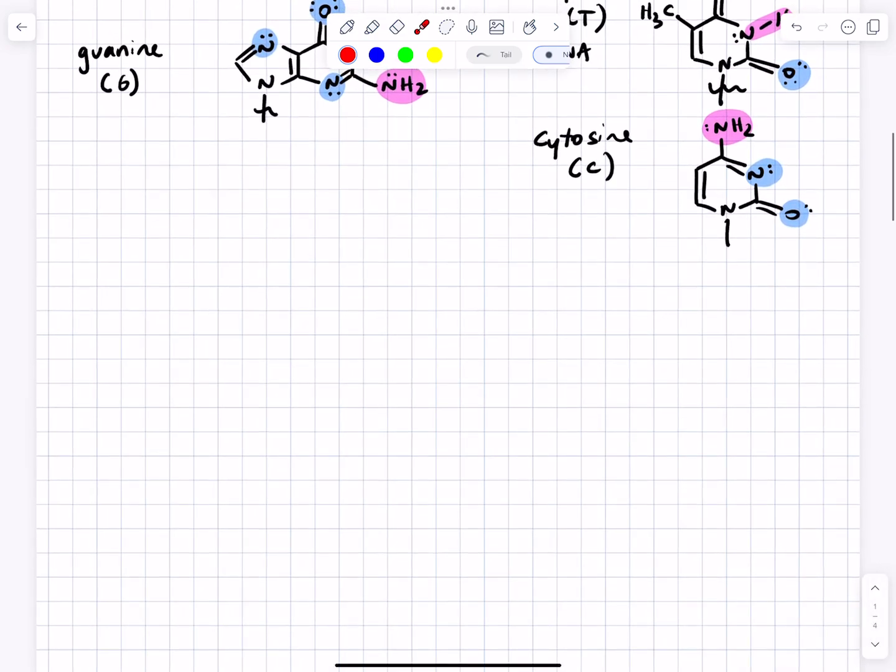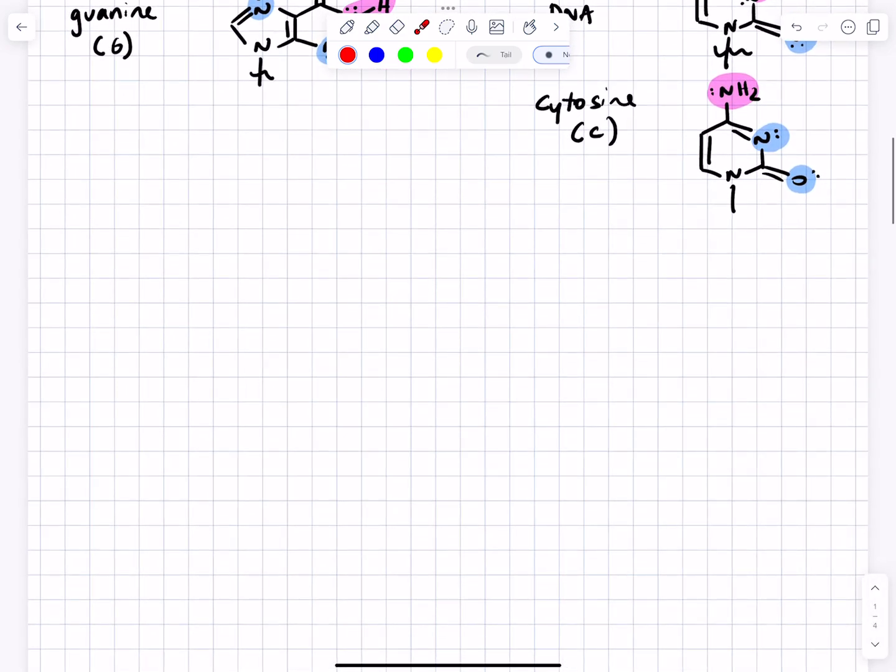So you would see AU pairing either within RNA or in a hybrid structure between RNA and DNA. So let's look at that Watson-Crick base pairing. Let's look at an AT pair. So we'll draw A on the left.